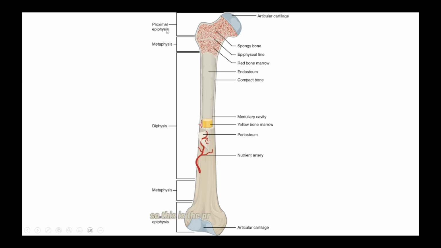So this is the proximal epiphysis, and this is the distal epiphysis. Basically, this is the top and this is the bottom of the bone. And this is the periosteum, which is that dense connective tissue that I said before. And then the endosteum is the inner lining of the marrow cavity that consists of connective tissue, especially reticular connective tissue.